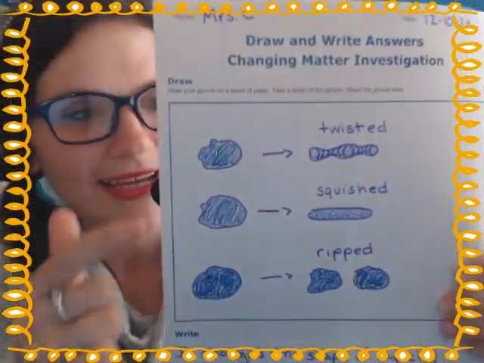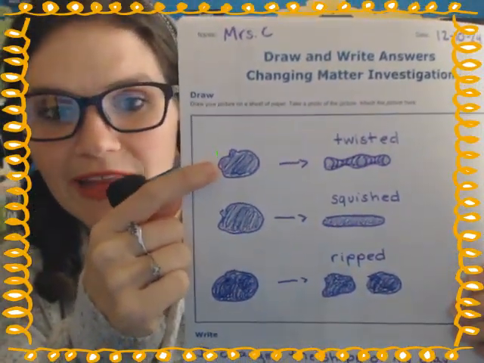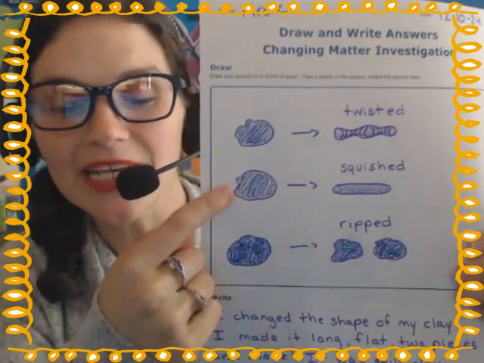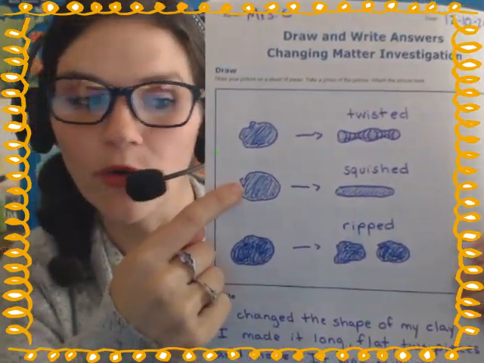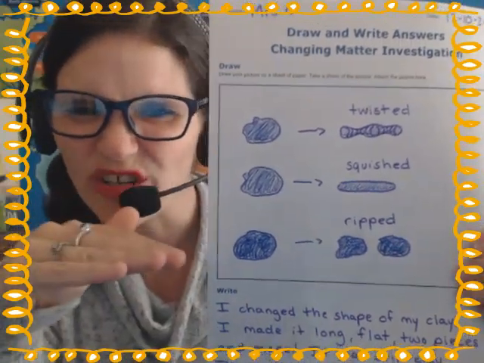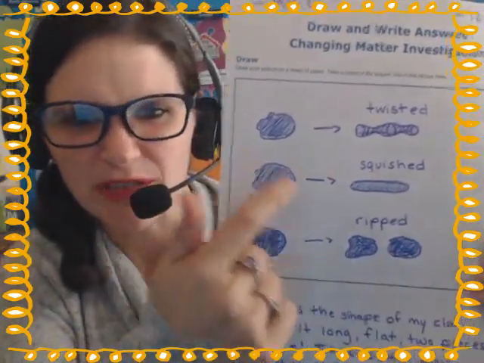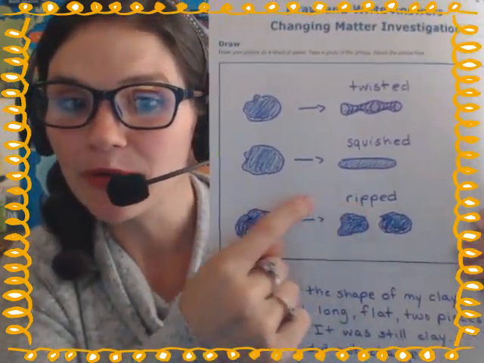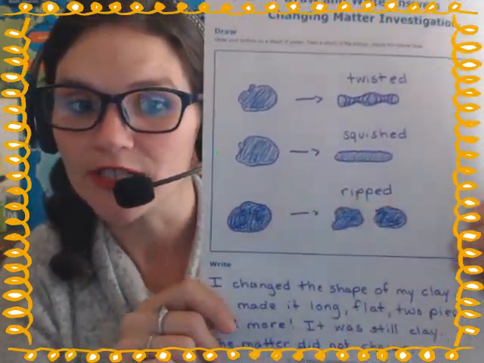Here are my drawings. I showed my regular ball of clay, right? And I showed what it looked like when I twisted it with all those little lines. Then I showed my ball of clay again in its regular form. And then what it looked like when I squished it. It was kind of flat like a pancake. Kind of hard to show that on paper, but that's supposed to show it being squished flat. And then here's my clay again, and what happened when I ripped it, when I had 2 different parts, right?